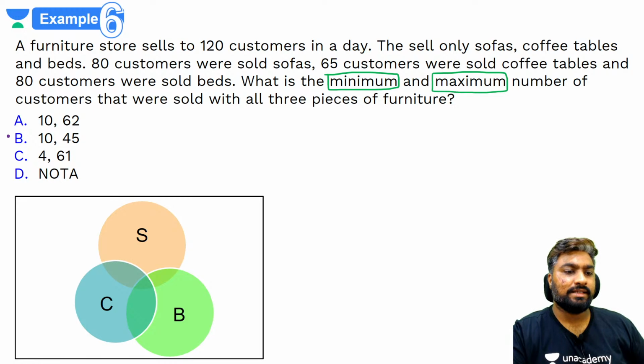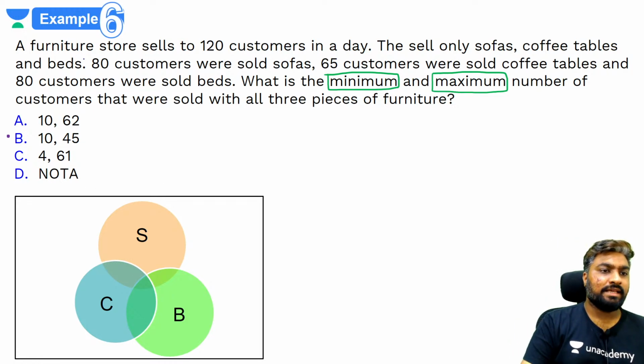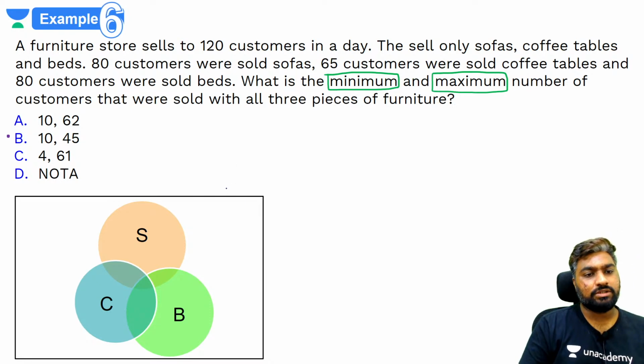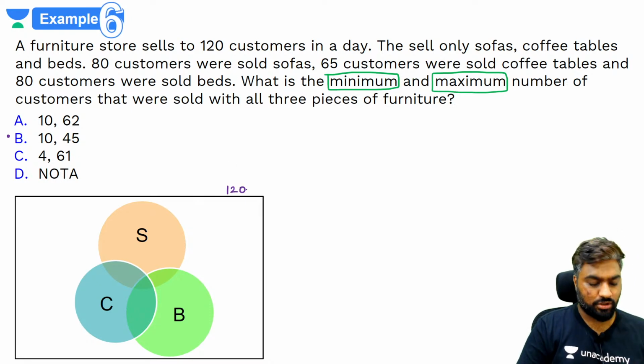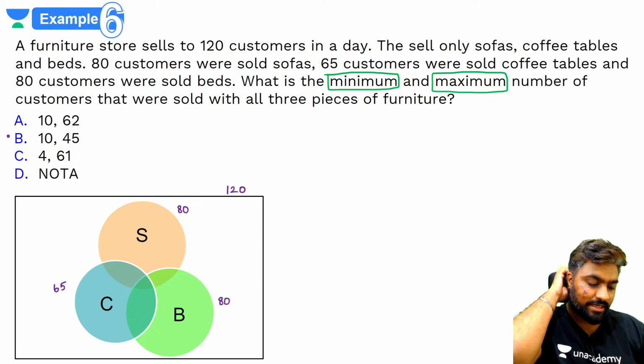Okay. Let's look at this. This is the set, correct? These are the three sets. What are they saying? They're saying that a furniture store sells to 120 customers. So a total of 120 customers on that particular day. So the universal set is what? 120. Now what are they saying? They're saying that 80 customers were sold sofa, 65 were sold coffee tables, and 80 were sold beds. Correct? This is the idea behind this.